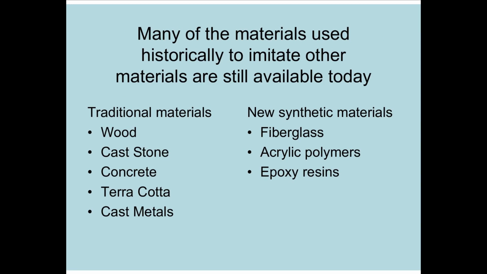Many of the materials used historically to imitate other materials are still available. These are referred to as traditional materials: wood, cast stone, concrete, terracotta, and cast metals. Building product manufacturers continue to introduce new materials meant to replicate traditional materials. In the last few decades, new families of synthetic materials have appeared, such as fiberglass, acrylic polymers, and epoxy resins.